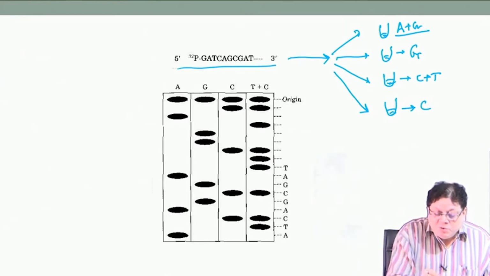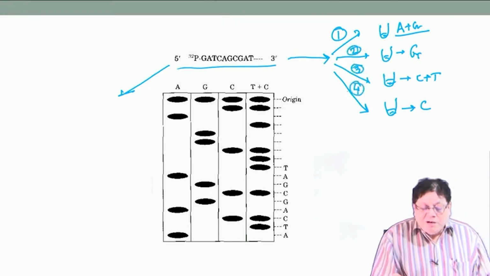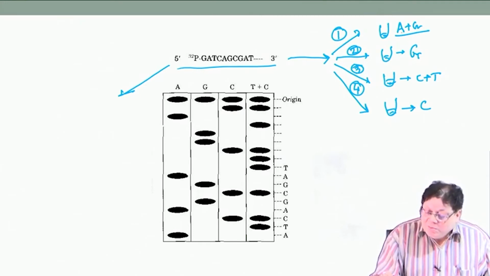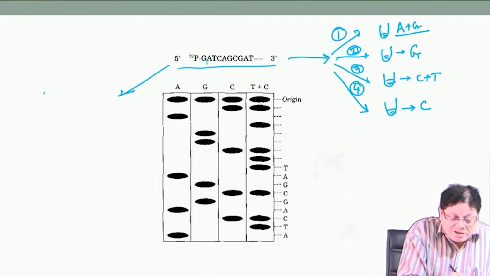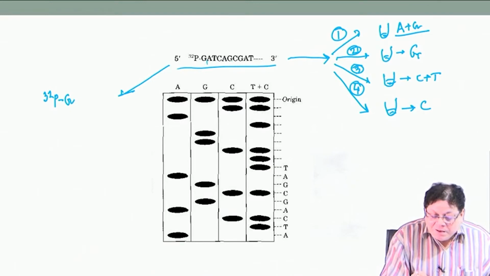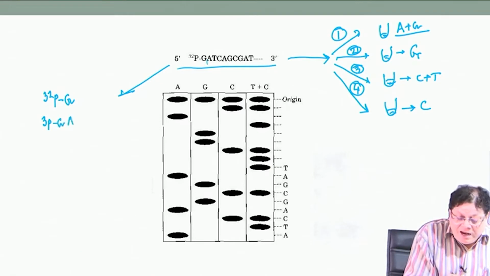See, if I do the first reaction, this is number 1 reaction, this is number 2, this is number 3, this is number 4. So, if I do the number 1 reaction, how many pieces will I get? In number 1, both A and G are cleaved. So, you have to see where these are. First, let us consider A. There is the A here. So, I will get 32P and then G, that is my first one. The second one is there is another G. So, I will get 32P G A T C A.